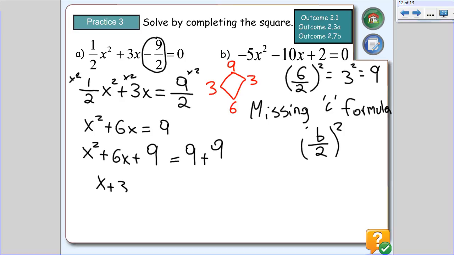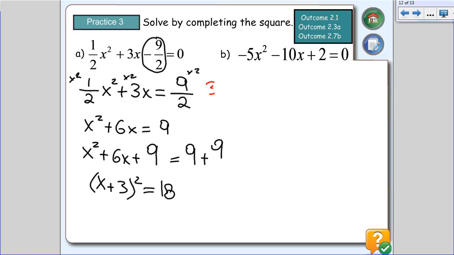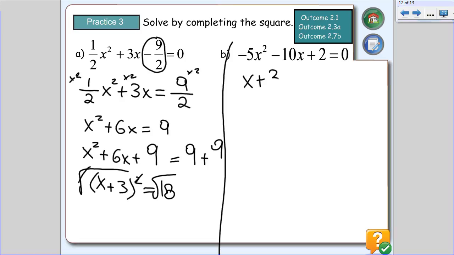I'm going to erase over here. I have x plus 3 squared is equal to 18. What do I have to do? Brian, Tiff. Square root both sides. Square root. So we have x plus 3 on the left-hand side is equal to the positive or negative square root of 18. Don't forget that positive or negative. Anytime you square root in this class, you put positive or negative right in front of it. It's going to be your golden rule for the rest of your life. For the day you die.